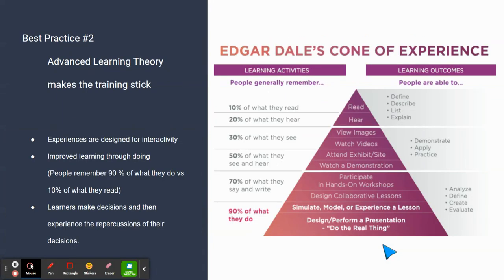The next best practice is advanced learning theory makes the training stick. Edgar Dale's Cone of Experience from 1969, so it's been a while for this one, but essentially it boils down to that 90% of people remember from what they do, whereas only 10% of what they read and 20% of what they hear. So the VR is meant for those people to actually do the activity, and then they will learn more from it than just reading it out of a book or hearing their teachers describe what's going on.